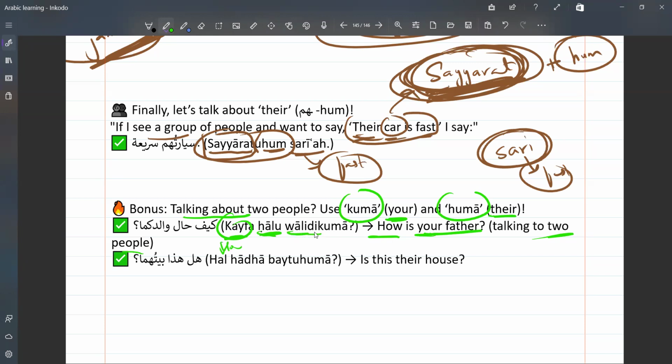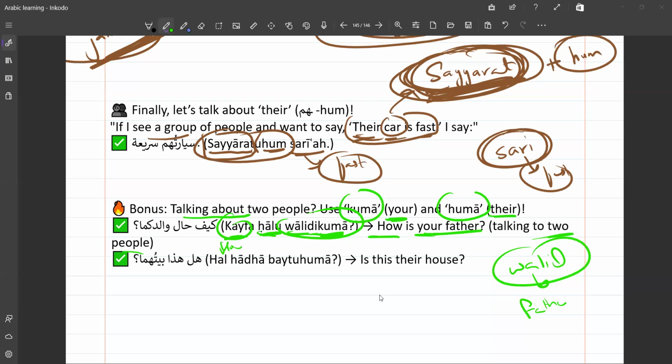Walidikuma. Walid in Arabic means father. So I will add the word kuma since I am asking about the condition of two people's father. So I will say walidikuma. How is your father? Kaifa halu walidikuma. Right? Kaifa halu walidikuma.